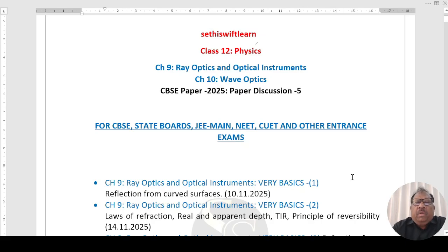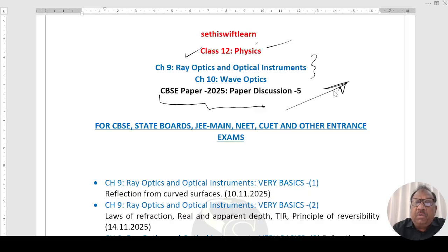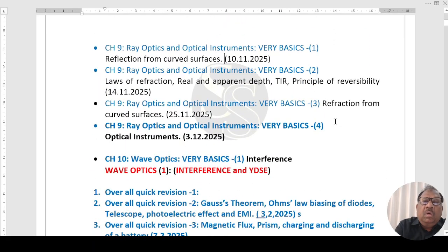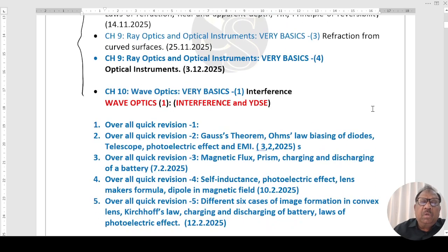Hello students, in today's session of CBSE paper 2025 paper discussion, class 12 subject physics, topics ray optics and optical instruments and wave optics will be discussed in detail with additional information. In earlier sessions, we have gone through the very basics on ray optics and optical instruments, the very basics on wave optics, and also PYQs from CBSE Board.